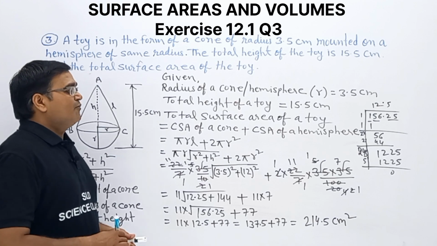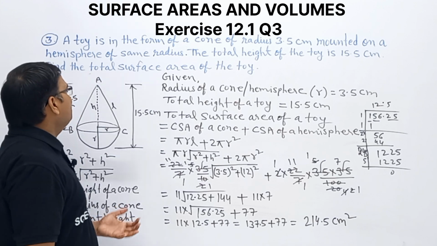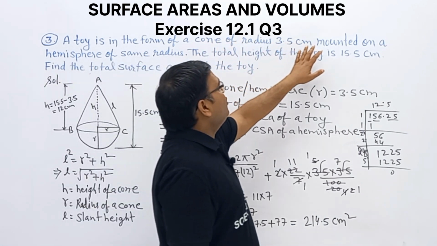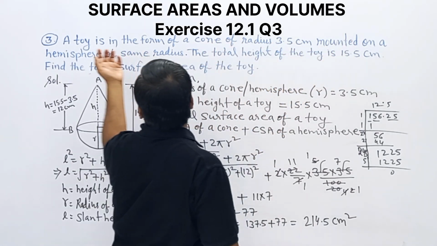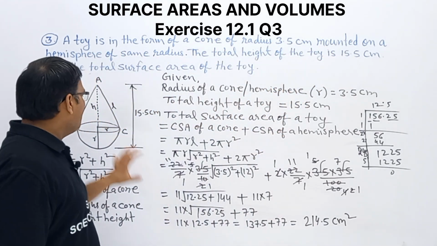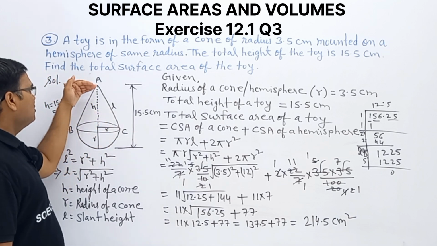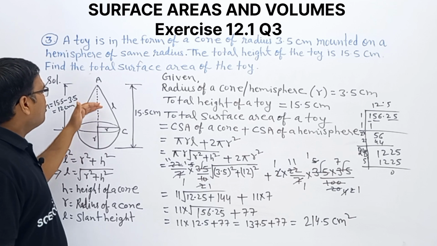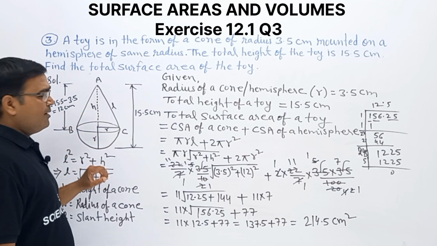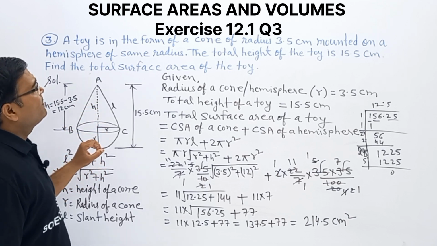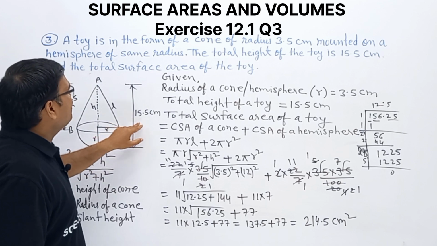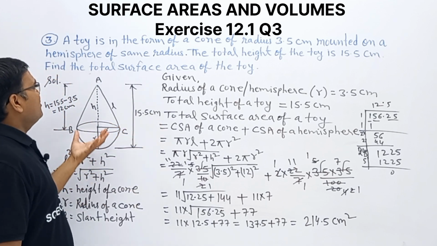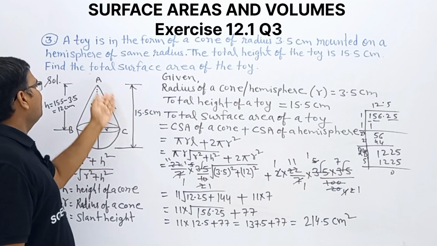Total surface area of a toy. Observe again what we are doing in this question. A toy is in a form of a cone of radius 3.5 centimeter mounted on a hemisphere of same radius. We are having one toy in which cone is mounted on a hemisphere. Radius of a cone and hemisphere are same. So and total height we are having 15.5 centimeter. We require curved surface, total surface area of a toy we require.